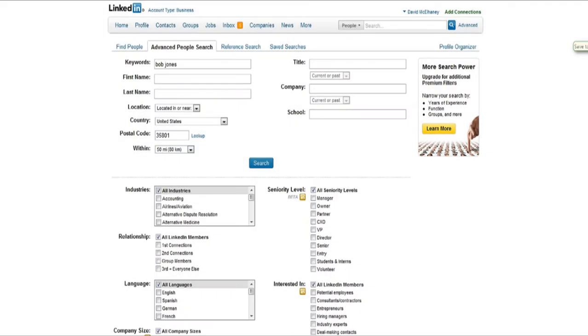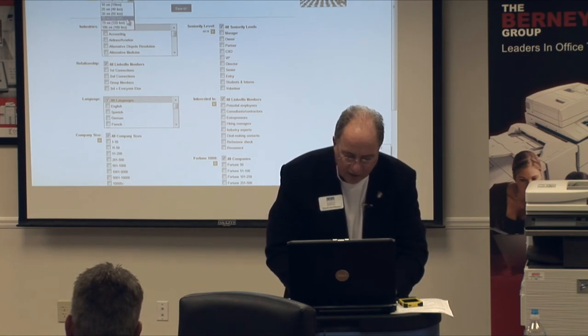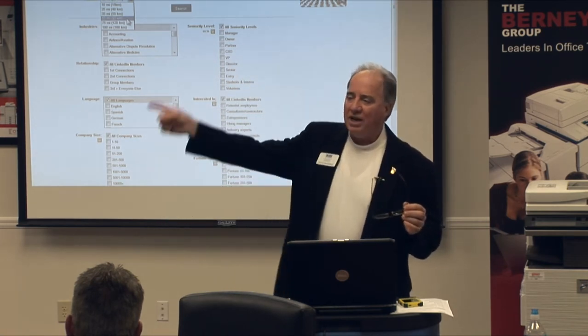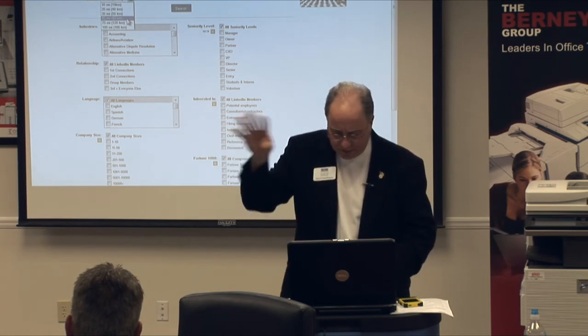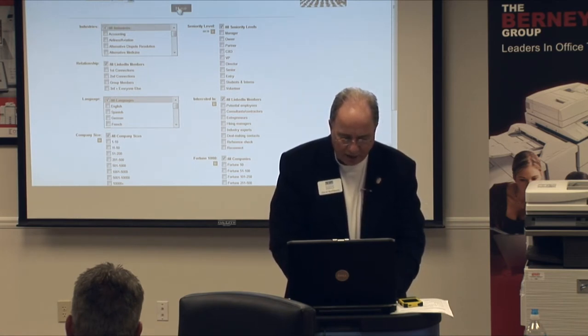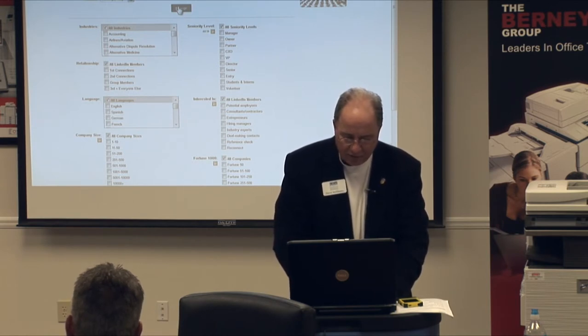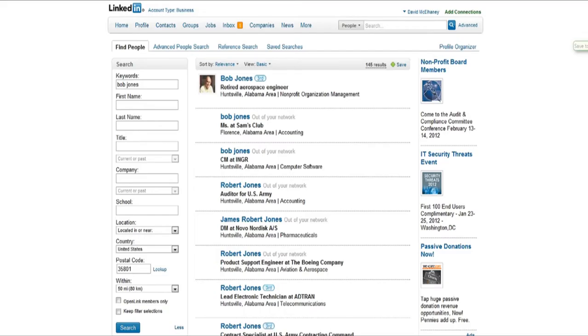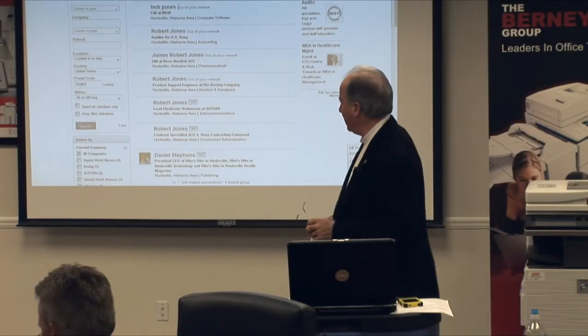So in this case, if we type in Bob Jones, and then come down here to our zip code and type in a local zip code, 35801, we can change this to the mileage we want. I typically use 50 miles circumference. If you go out to 100 miles, that will basically take you Nashville to Birmingham. So 50 miles keeps us in the northern Alabama, lower Tennessee area, but that's the normal default that I use. So you click on search, and it will go out there and find all the Bob Joneses in this zip code in a 50-mile circumference. And now it narrows that search down to 145.